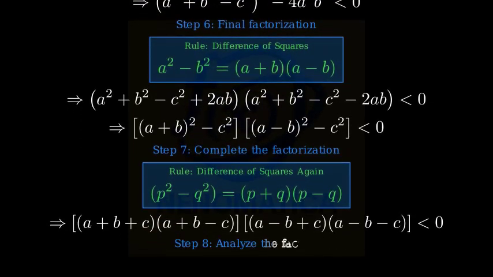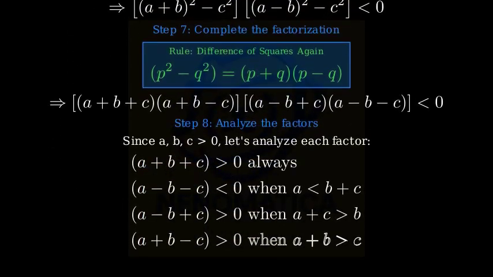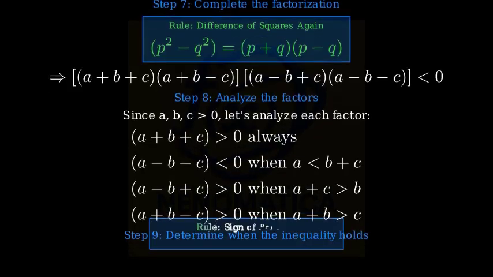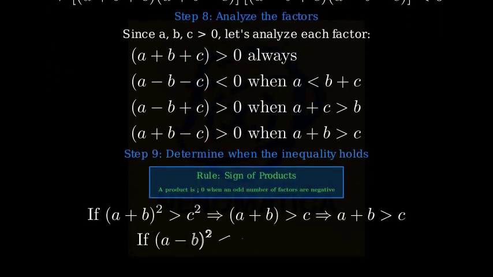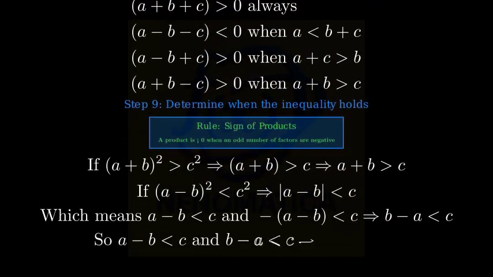Now, let's analyze the factors in this expression. Since a, b, and c are all positive, we need to determine which factors are positive and which are negative. For the product of these factors to be negative, an odd number of factors must be negative. Let's examine when this happens. The conditions we derived are exactly the triangle inequality.